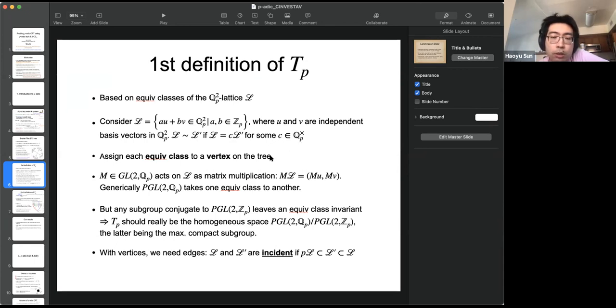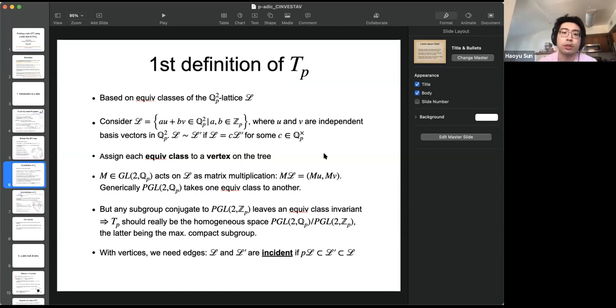And to construct the BT tree, we assign each equivalence class to a vertex on a tree. A matrix in GL2(Q_p) acts on the lattice as matrix multiplication. Generically, the group takes one equivalence class to another. But we further notice that any subgroup conjugate to PGL2(Z_p) leaves the equivalence class invariant. So the BT tree should really be the homogeneous space PGL2(Q_p) modded by PGL2(Z_p), the latter being the maximally compact subgroup.